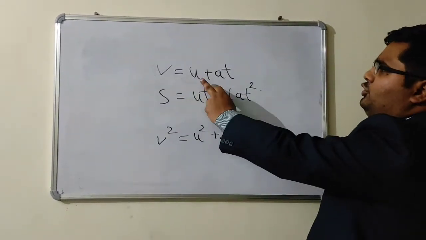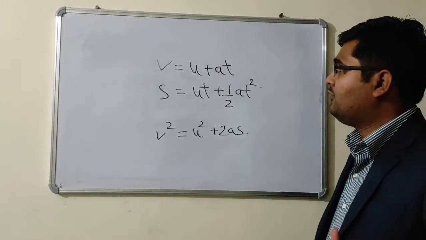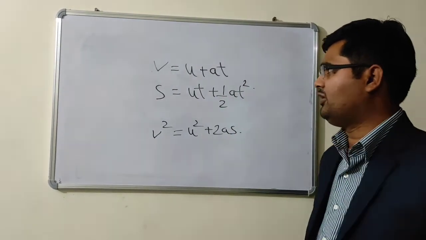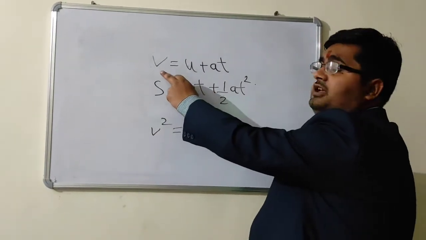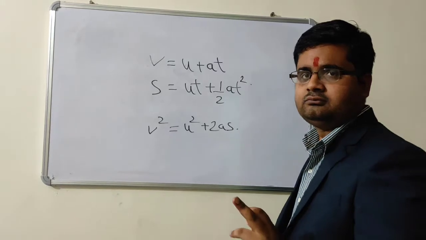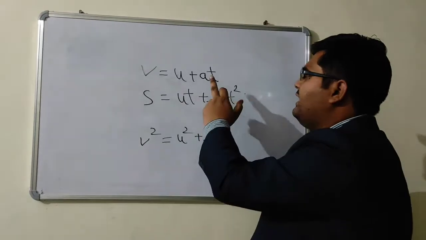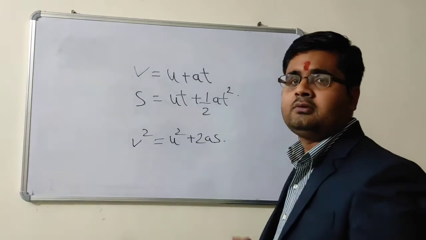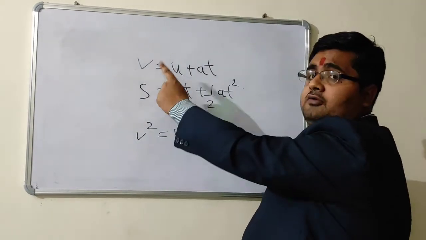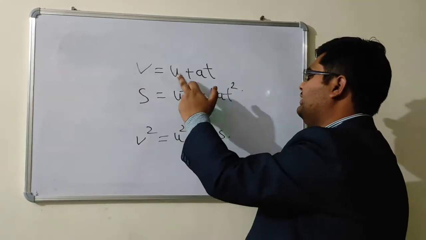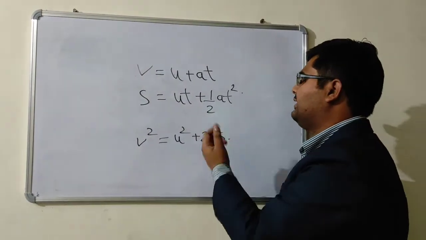First is V equals U plus AT. Now you will be confused about what is V, what is U, what is A, what is T, what is S. So I will tell you. V is the final velocity, U is the initial velocity, A is the acceleration, T is the time. V is what? Final velocity, U is initial velocity, A is acceleration, T is time.